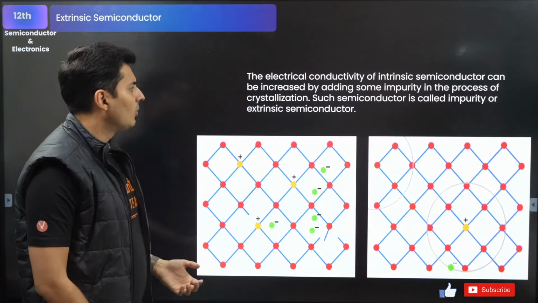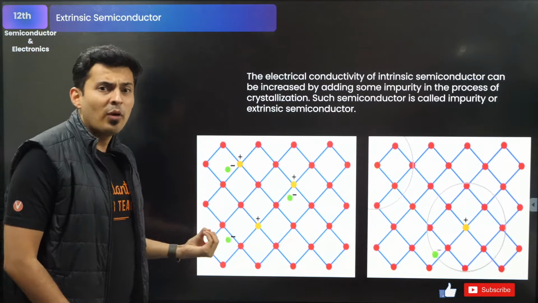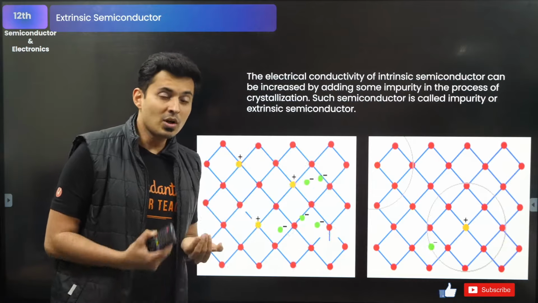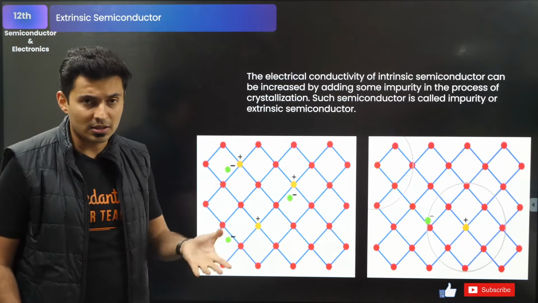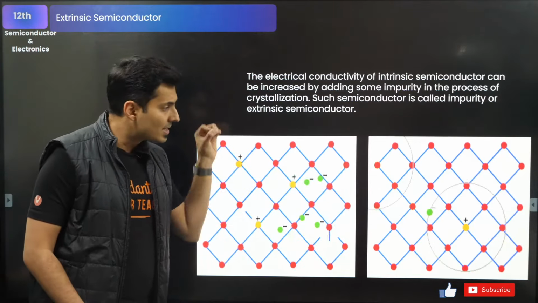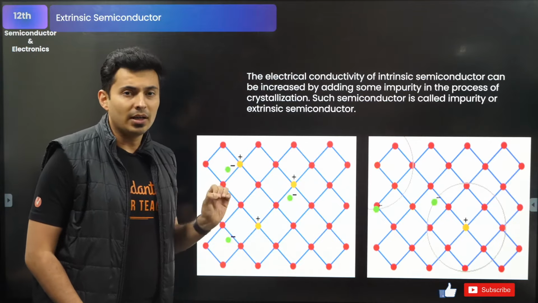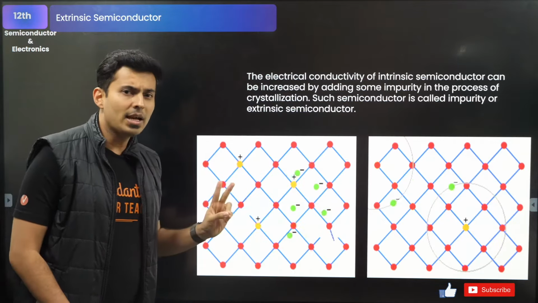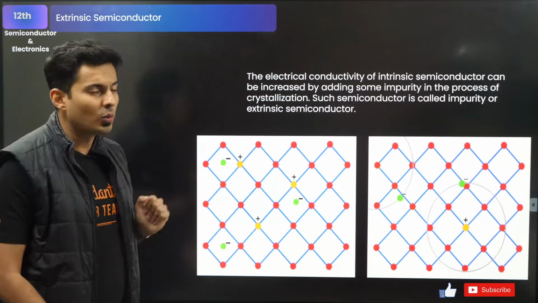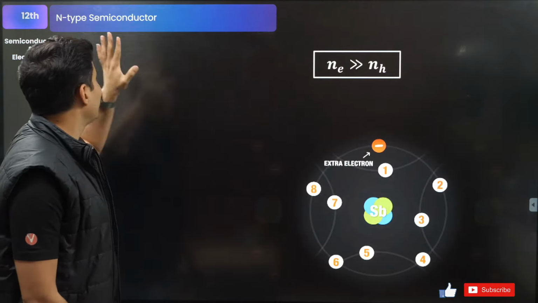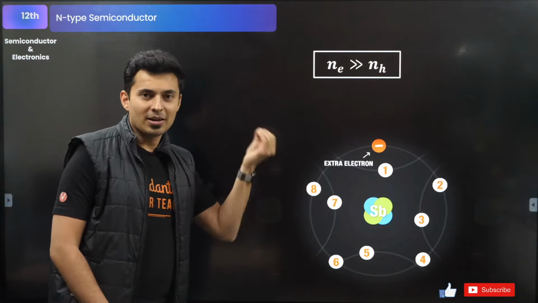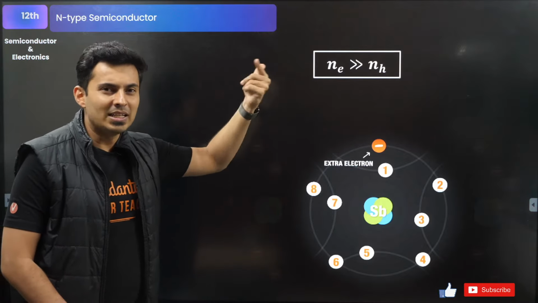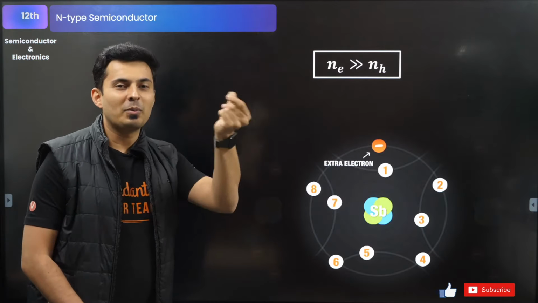The next type is obviously the extrinsic type, where you add something because of which the conducting properties change, and that material which is added is called the doping element or the doping material. The doping element can be of 2 types. That's why you have 2 categories. The first one is called n-type. Like you can hear over here, it is n. N means negative. So negative comes from an electron.